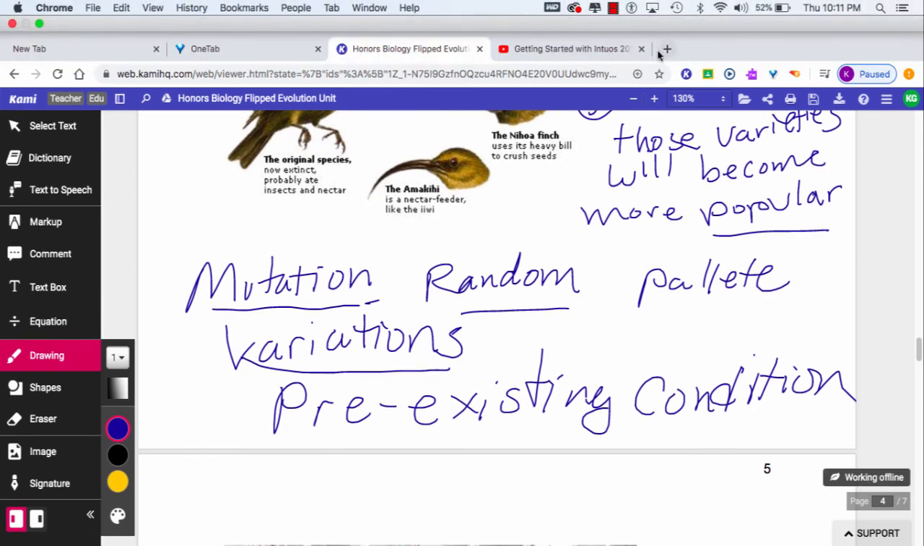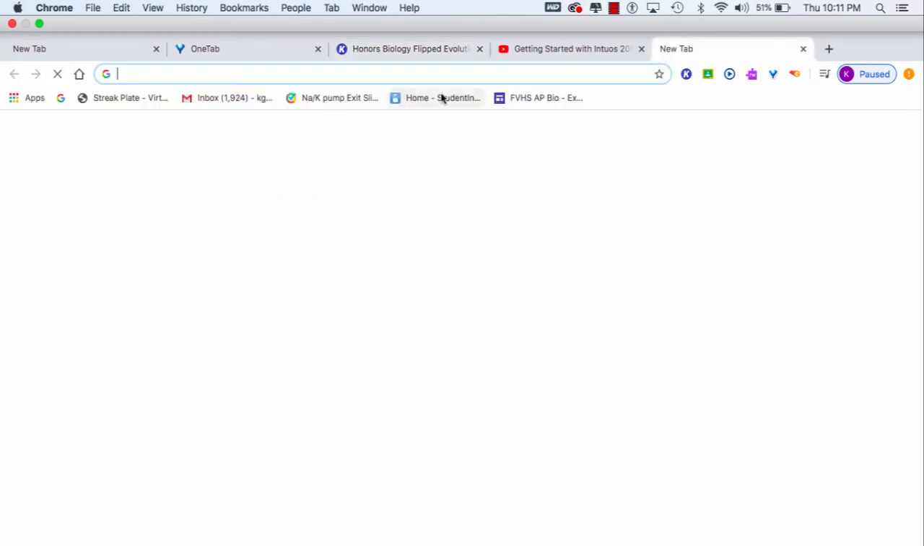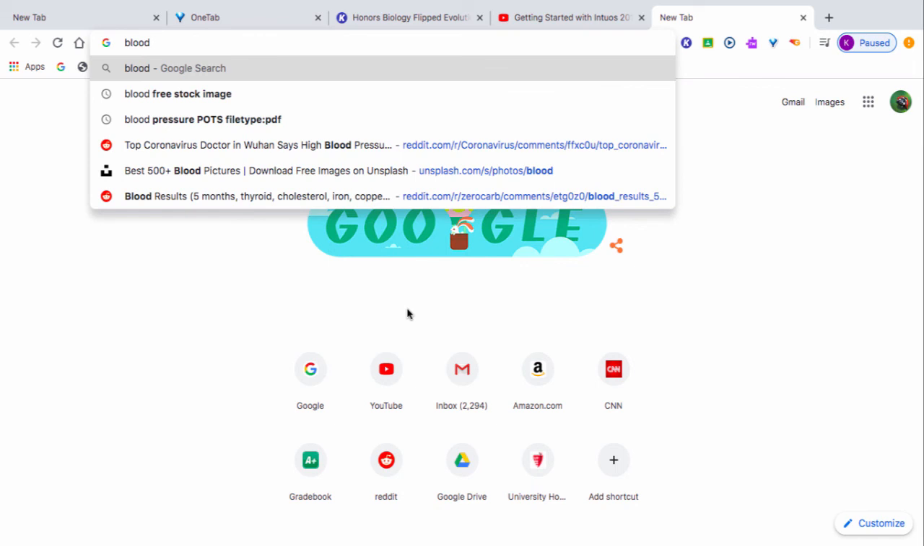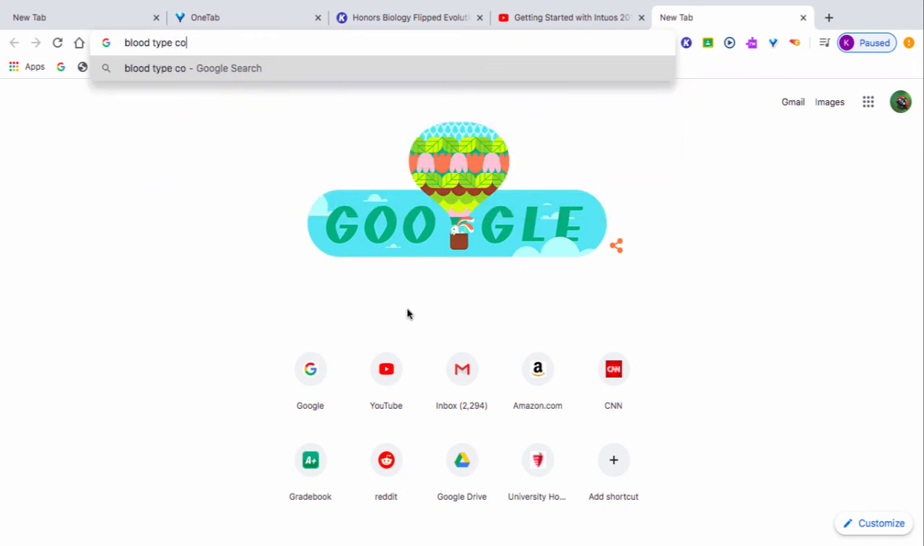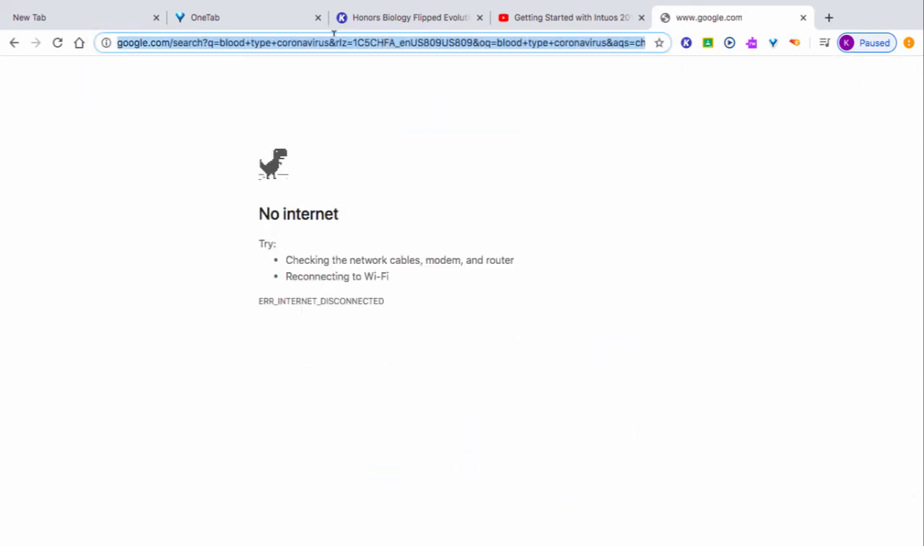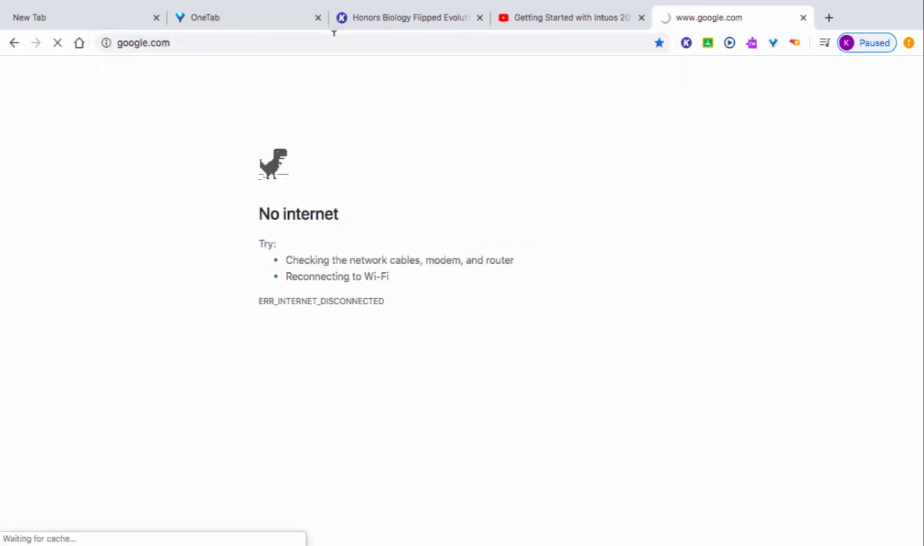I'll just go to Google to get this for a second. This has not been proven or anything. Blood type, coronavirus. I don't want to scare anybody either. I'm blood type A. And who knows? I haven't read the paper. People don't know if this is true or not, but you might have heard it in the news. But I just want to give it as an example.